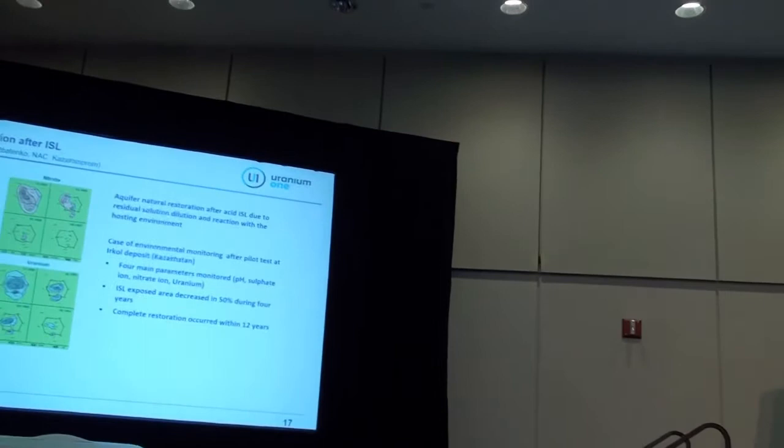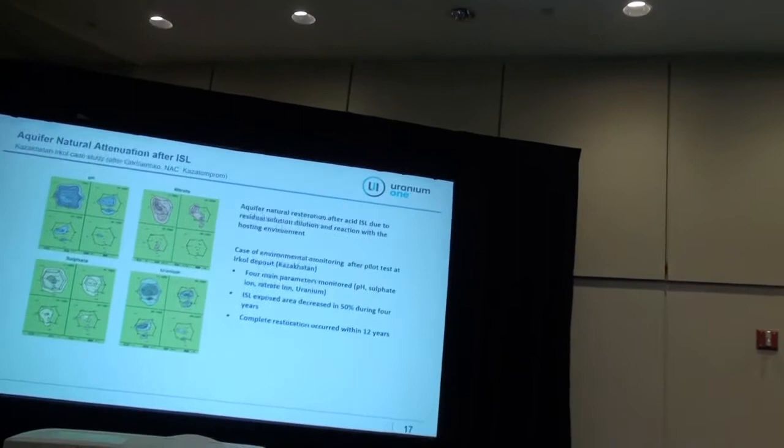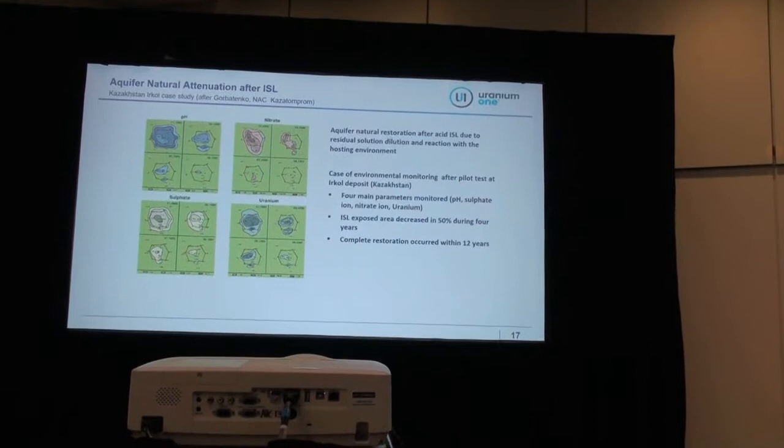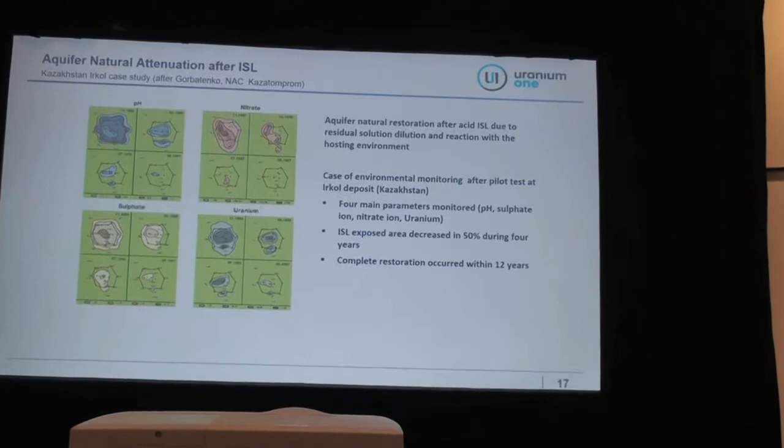Four main parameters were monitored: pH, sulfate ion, nitrate ion, and uranium. The in-situ leach exposed area decreased by 50% during 4 years after production was stopped, and complete restoration occurred within 12 years.